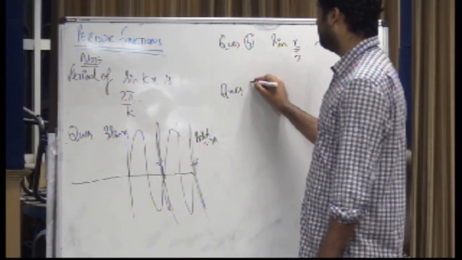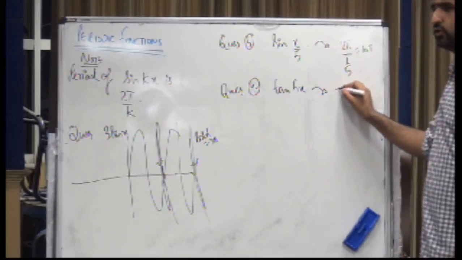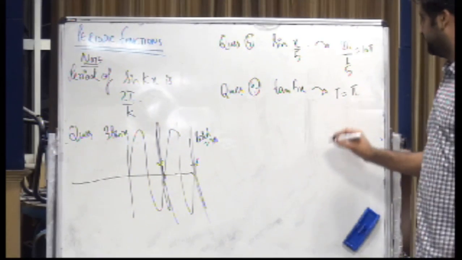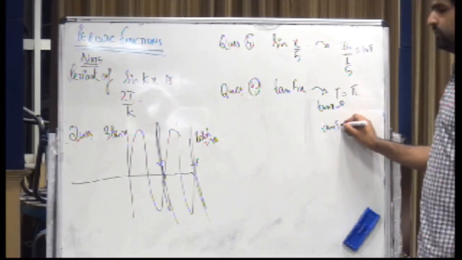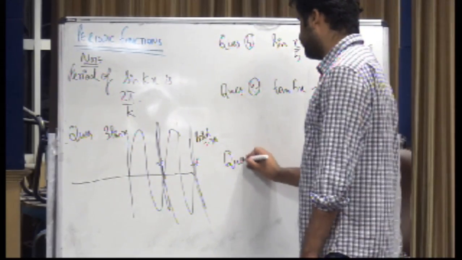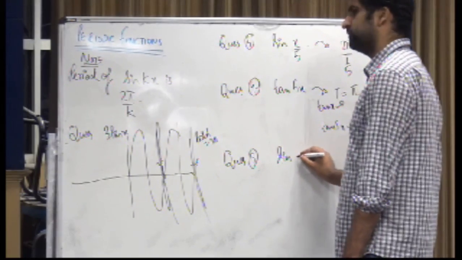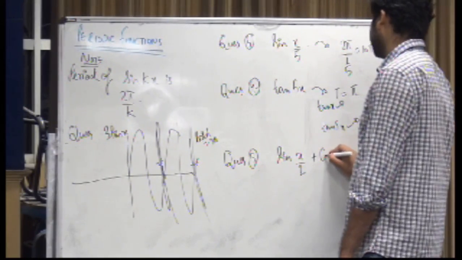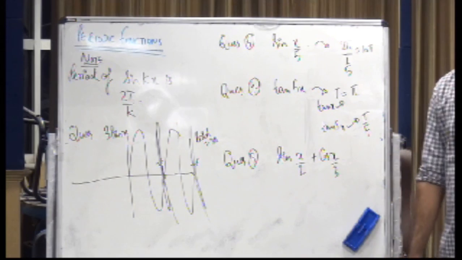And similarly, if you have tan of 5x, now the period of tan x is equal to pi, right? So for tan of 5x the period will be equal to pi by 5. And the tricky part is when you get two such things, like if you have sine of x by 2 plus cos of x by 3. What is the period of this? Individually you can find it for both.